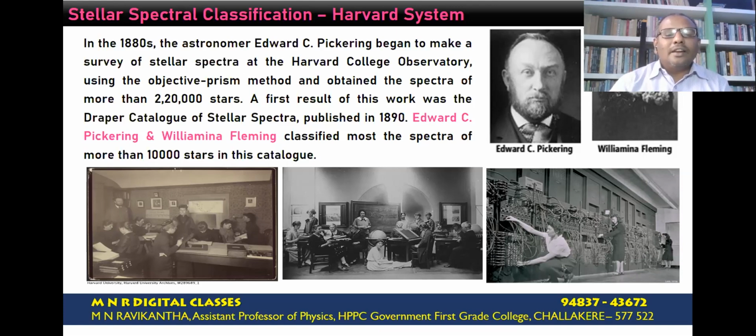With the analysis done by this group of women, in 1890, Edward Pickering and Williamina Fleming classified most of the spectra and more than 10,000 stars in a catalog. They published a catalog which is called the Henry Draper Catalog of Stellar Spectra. This catalog contains more than 10,000 stars.